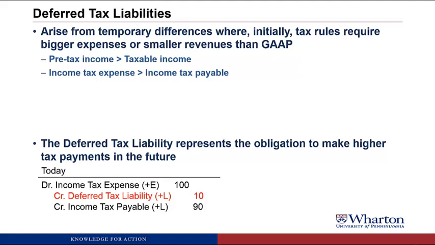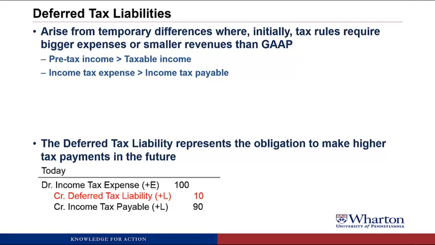We're going to credit a deferred tax liability, create a deferred tax liability for the difference, 10, which is going to represent that obligation to pay an extra 10 in taxes in the future. So we saved 10 in taxes now, we're going to pay 10 extra in taxes in the future.